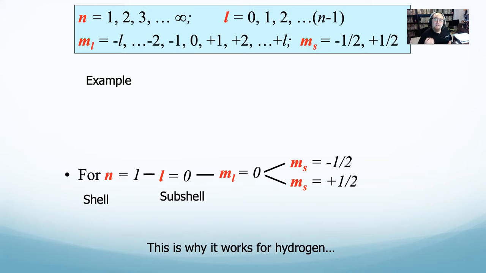And we can write the location of an electron just by putting all these numbers in parentheses, by writing N, comma, L, comma, M sub L, comma, M sub S. And so the location of these electrons will be respectively (1, 0, 0, negative 1 half) and (1, 0, 0, positive 1 half).